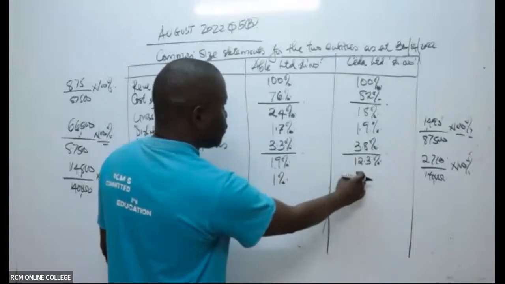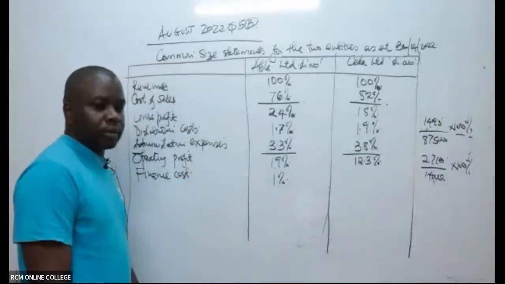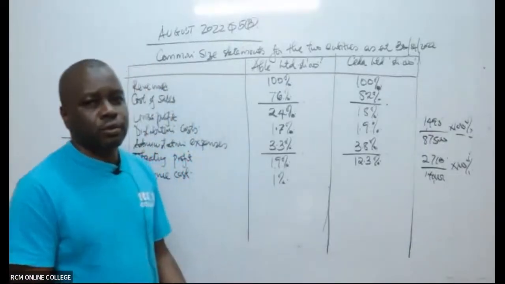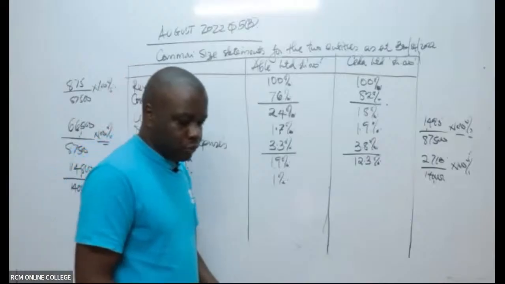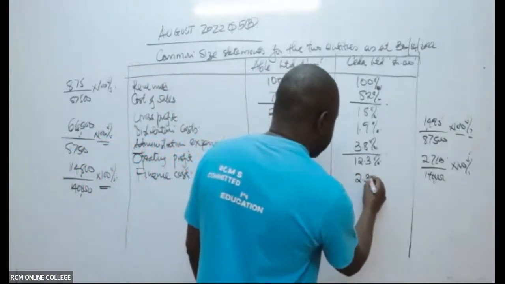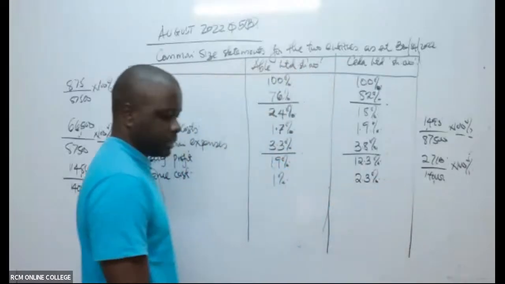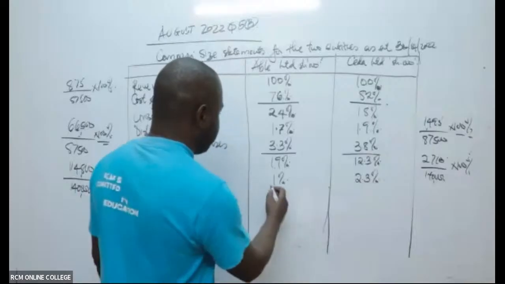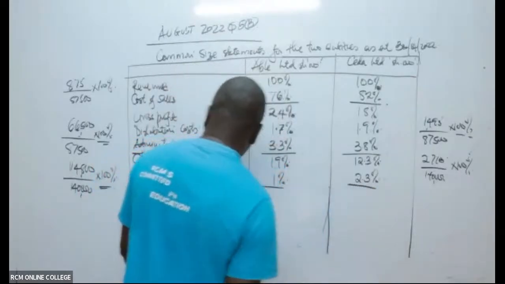What about for SEDA? Just the same procedure. 2.25%. We can round off to one figure. That will be 2.3%. Then the profit before tax.